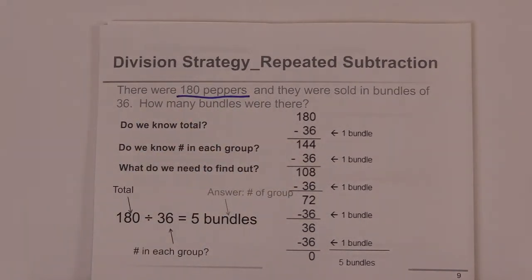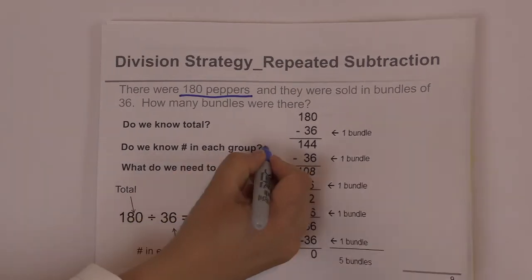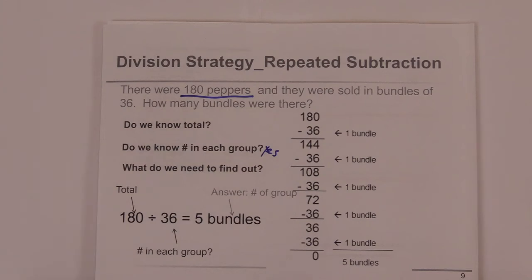And then, do we know the number in each group or the number of groups? What does the problem say? The problem says they were sold in bundles of 36. So, 36 in each pack, right? So we know the number in each group. So we are trying to find out the number of groups.